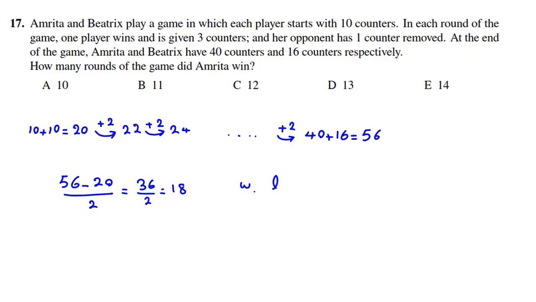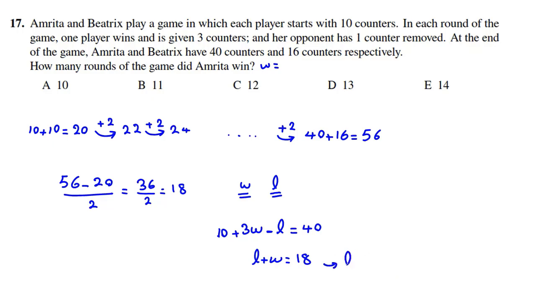Now that we had 18 games, suppose in W of them, Amrita wins. In L of them, Amrita loses. So, Amrita had 10. In each round that she wins, she has 3 more, so plus 3W. In each round that she loses, she subtracts 1. So if she has L rounds that she loses, it will be minus L, equal to 40. And we know L plus W, the number of rounds, equals 18. So we have two equations, two variables. Because we want to know how many games Amrita won, we want W.